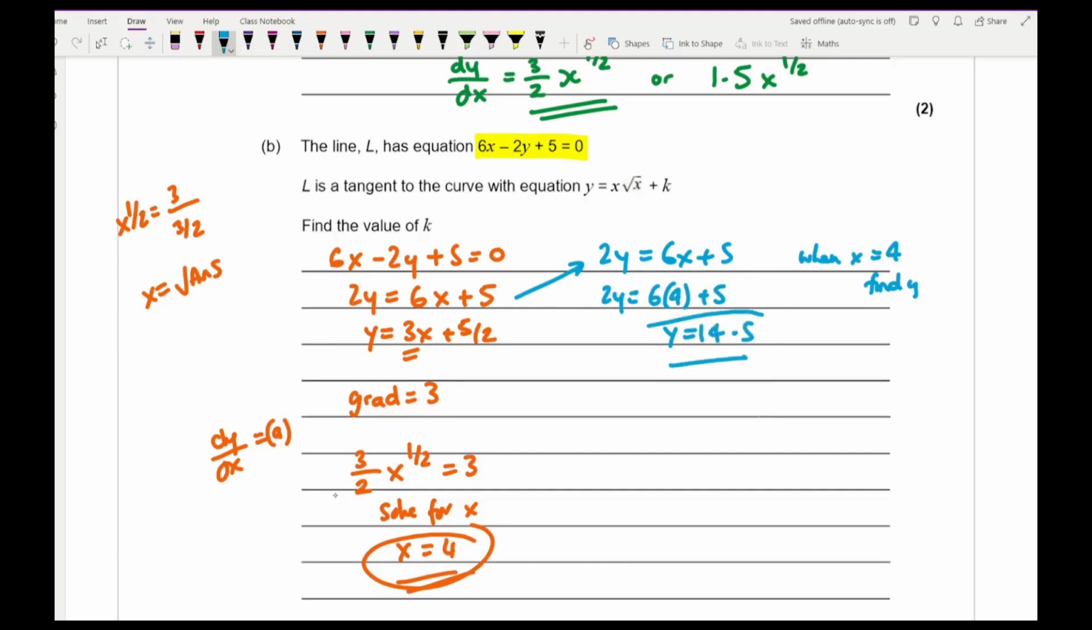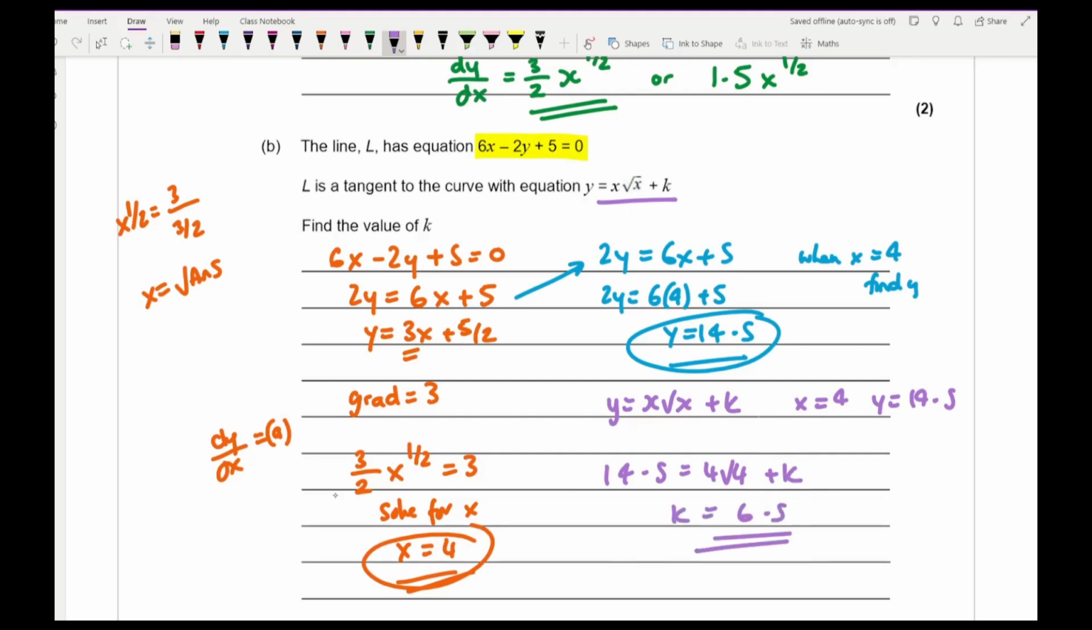So then I've got my two ordinates, so all that's left for me to do is substitute those x and y ordinates into this equation. So we know that y equals x root x plus k, x equals 4, y equals 14.5. So here I get 14.5 equals 4 root 4 plus k, and that's going to leave me with a k value of 6.5.